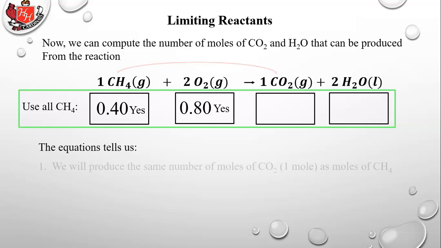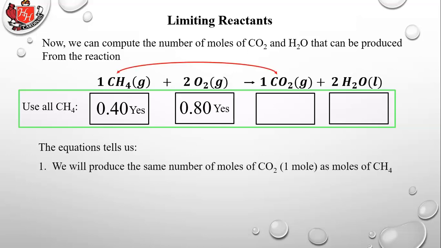So the equation tells us that we will produce the same number of moles of CO2, that's 1 mole, as moles of CH4, that's 1 mole. They both have coefficients of 1. So you're going to end up with the same number of moles of CO2 as you combusted moles of CH4. And that's 0.4. So you can go ahead and put a 0.4 there. It's a 1-to-1 relationship. They're even.